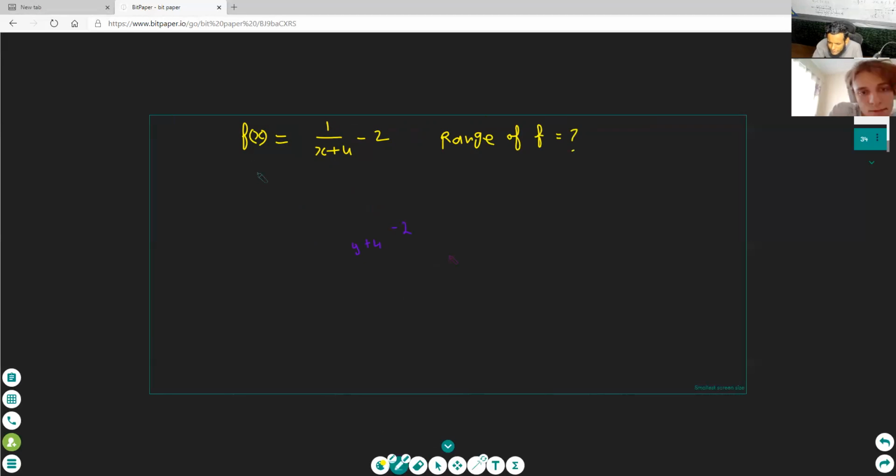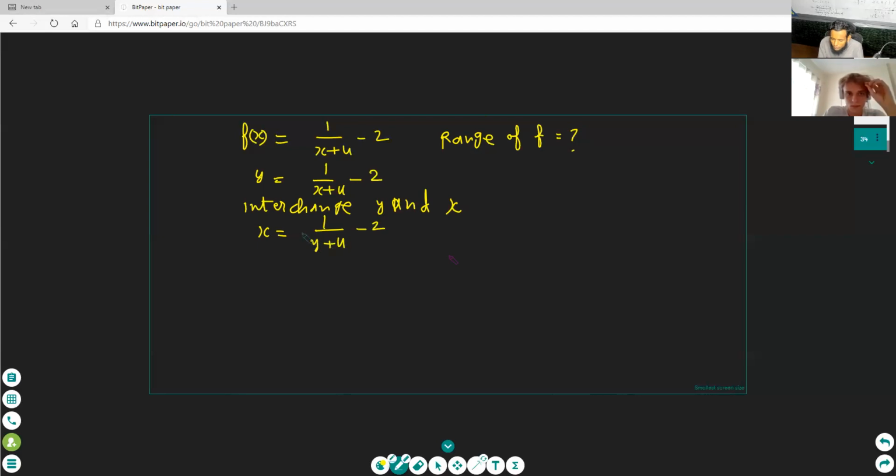First you should write y is equal to 1 by x plus 4, minus 2. Clear? After this you interchange y and x, okay? See here, x is 1 upon y plus 4 minus 2. Now you should simplify them and find y only, okay?